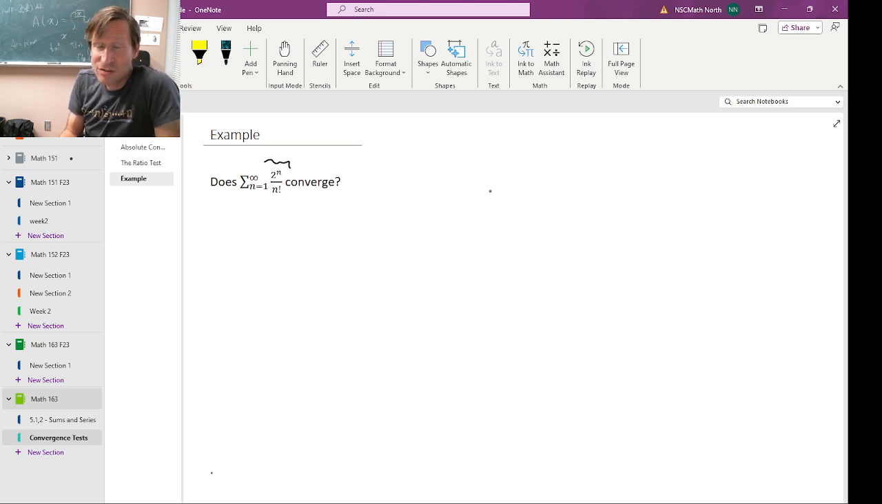But let's use the ratio test, right? It's hard to know what other test we might use because this numerator is getting really big. It's hard to know exactly what this fraction is, so it's hard to compare this to some other series. It's definitely not a p series, so we can't use the p series test, right? Not clear what to do. So let's use the ratio test.